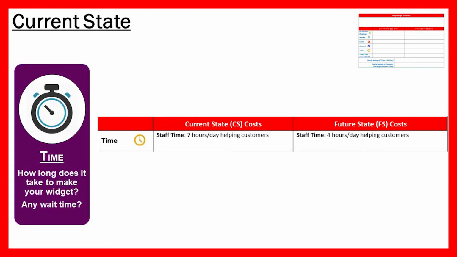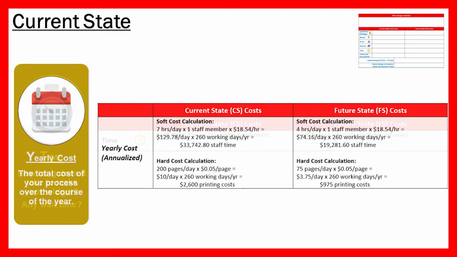Time should be shown in a unit that is per amount and should reflect how much time it takes staff and or customers each time we complete the process or produce a widget. For example, 5 minutes per widget, or 20 minutes per customer. Yearly cost is the total cost of your process calculated for an entire year. This can be calculated by utilizing the money, errors, amounts, and time metrics already identified.